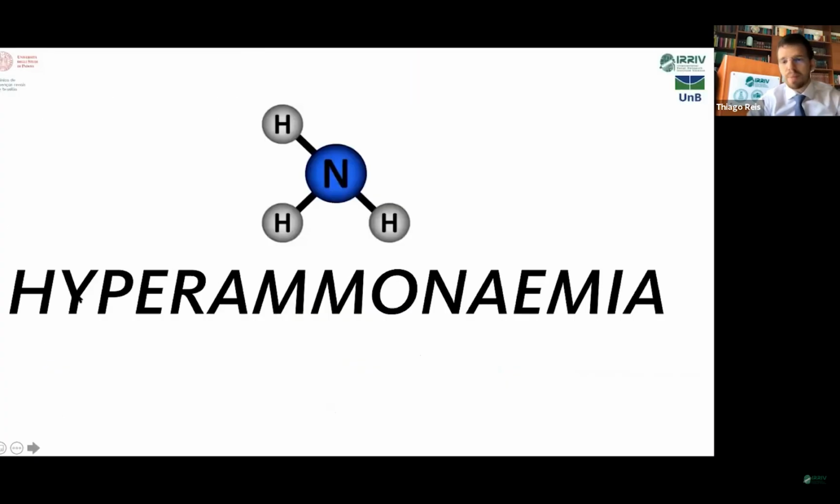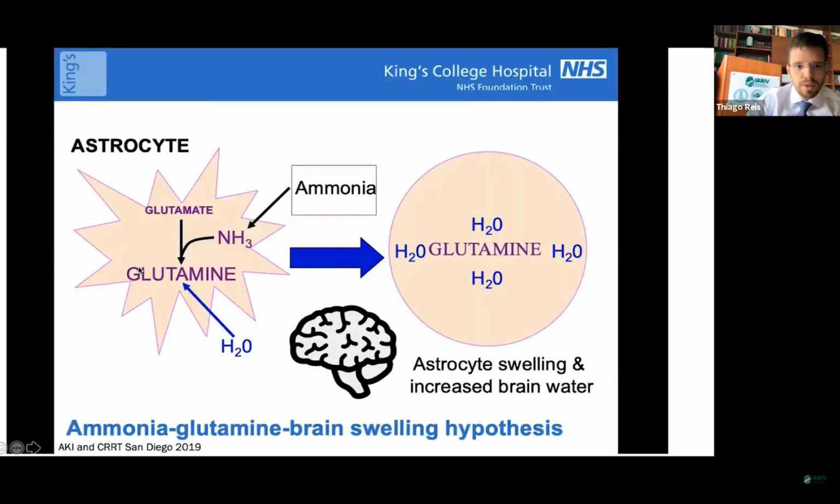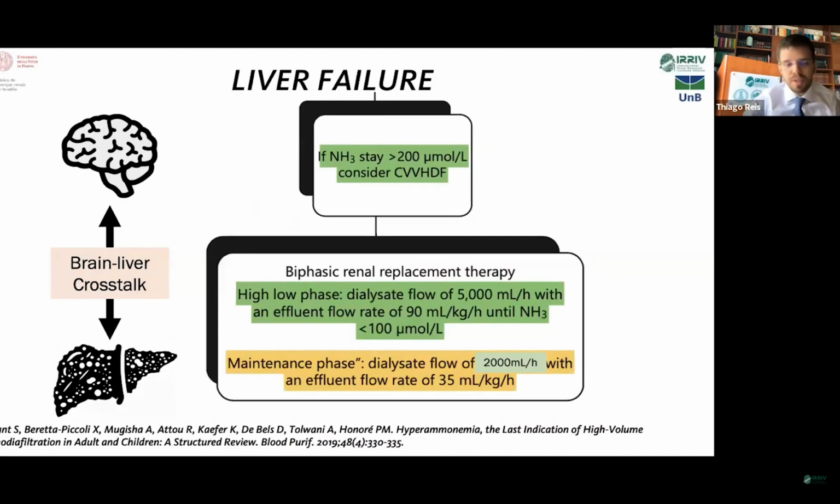First, covering hyperammonemia. There is a phenomenon that occurs in the brain, in the astrocytes, when we have high concentrations of ammonia. It gets together with glutamate, making glutamine, which has an osmotic property and causes an inflow of fluid from the interstitial space towards the astrocyte, creating brain edema. So this is a serious, threatening condition.